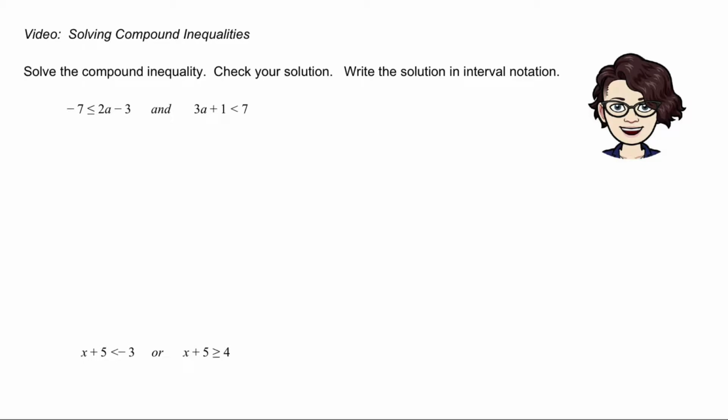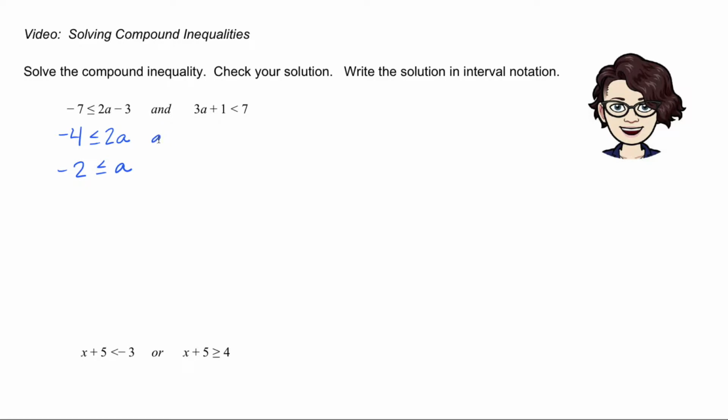So if I have a compound inequality, like this first example, I want to just use what we know about solving linear inequalities, and we just have two of them to solve. So in this first example, we'll add 3 to both sides. So we get -4 is less than or equal to 2a. Divide both sides by 2. And I get -2 is less than or equal to a. I did not have to flip that inequality symbol because I divided both sides by +2. Dividing by +2 will not change that inequality symbol.